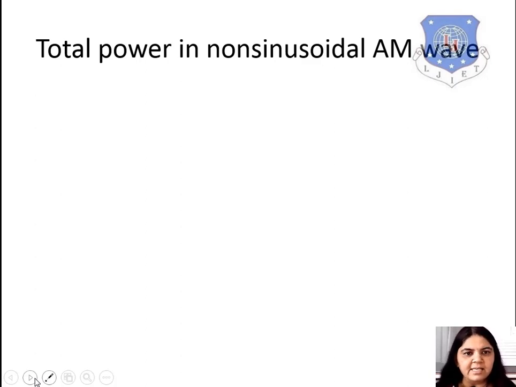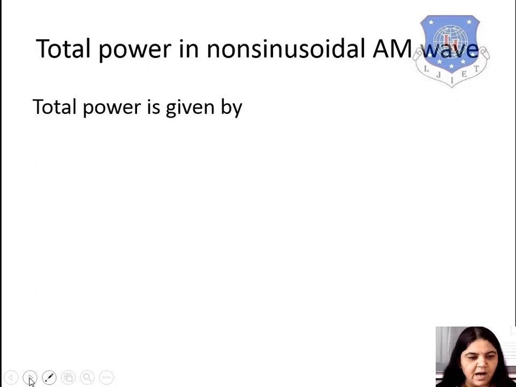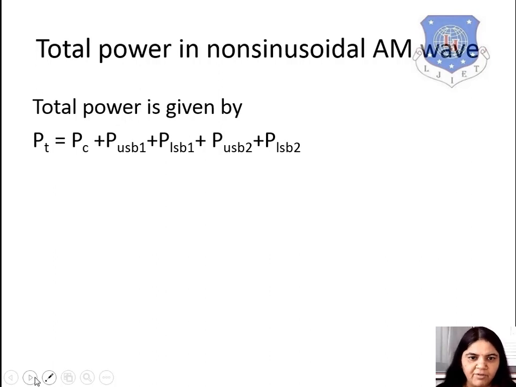Now in this case, what is the total power? I want to find out. So how can I find out the total power? Earlier, the total power for the one modulating signal, one carrier, was PT equal to PC plus PLSB plus PUSB. Now over here, how many components are there? One carrier plus two upper sidebands and two lower sidebands.